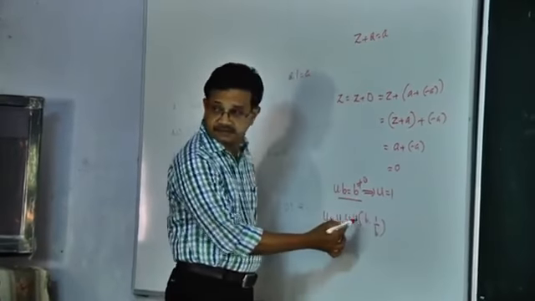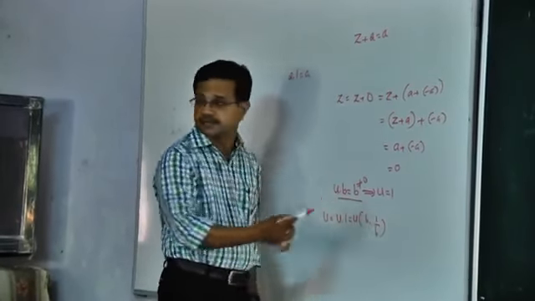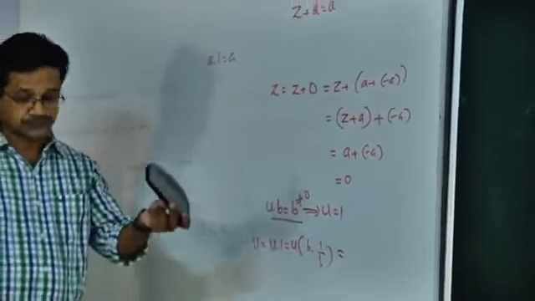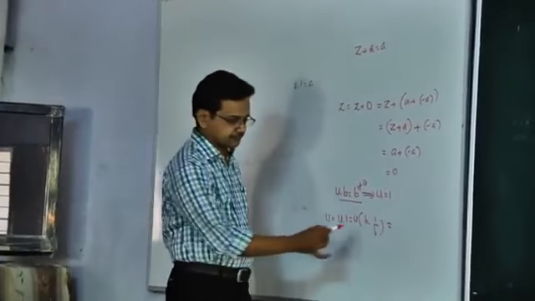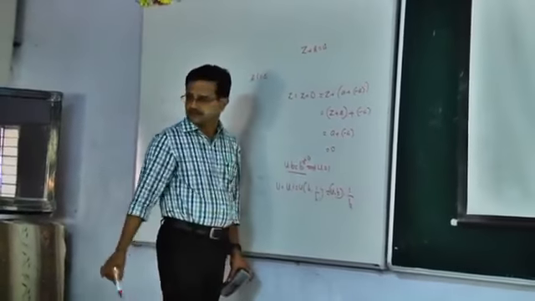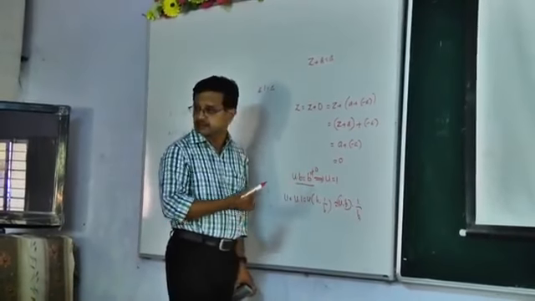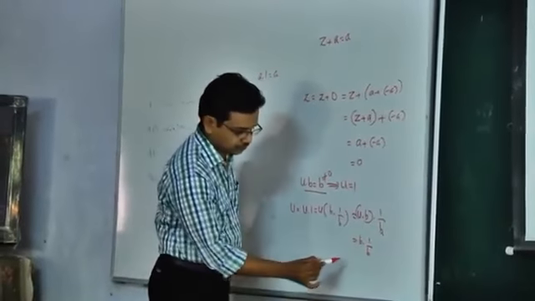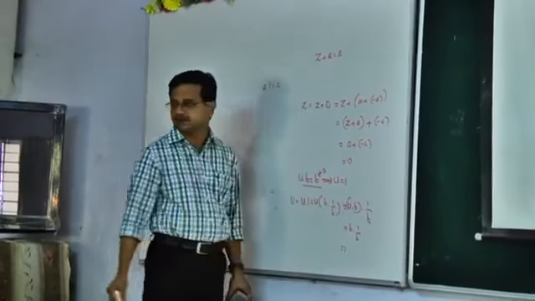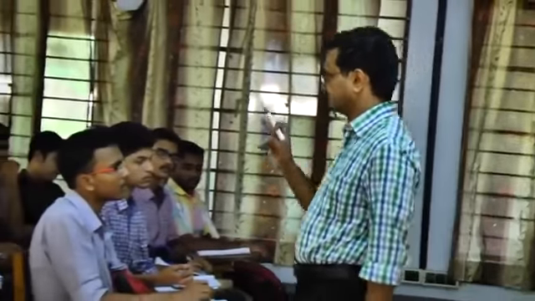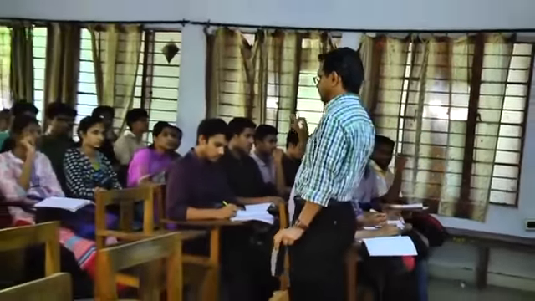Then there are three elements: u, b and 1 by b. Here I use again the associative property of multiplication. This can be written as u dot b, times 1 by b. What is u dot b? It is given that u dot b equals b. So finally b dot 1 by b. What is b dot 1 by b? It is 1. So we have proved that u equals 1. These two results show that the zero element and the unit element are unique.